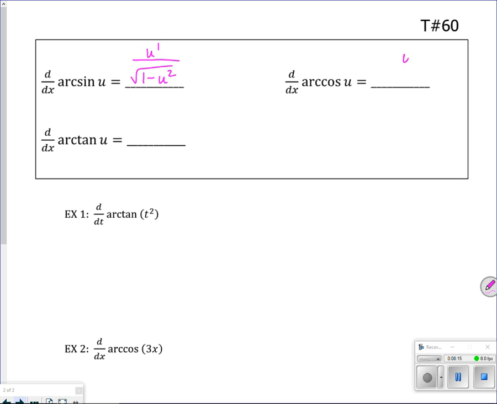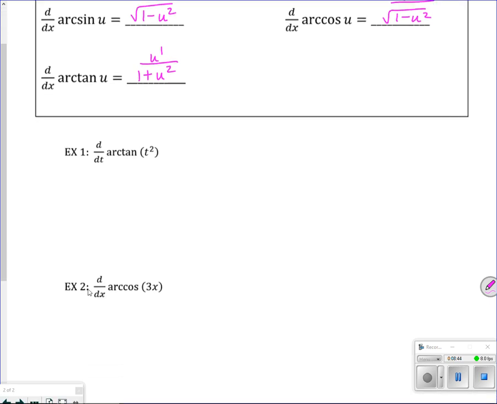Arc cosine, that should look familiar, exactly the same thing as arc sine, and slap a negative on it. And arc tangent is u prime over 1 plus u squared. Now, once you commit those to memory, and I know they're weird, again, make flashcards, whatever it takes for you to memorize something. But once you have them memorized, y'all, it's a matter of plugging them into formulas. So when I see what's the derivative of arctan of t squared, this t squared is my u.